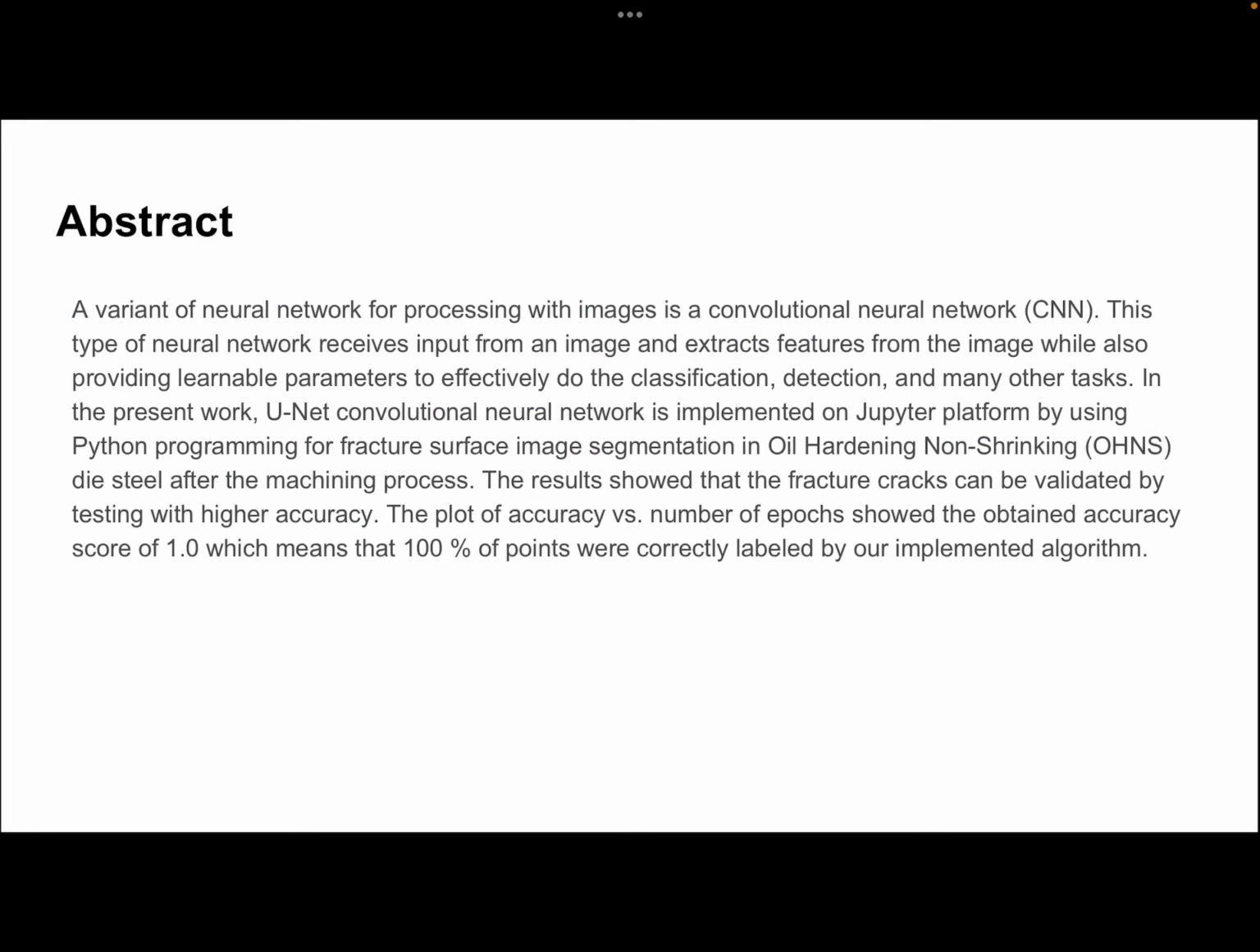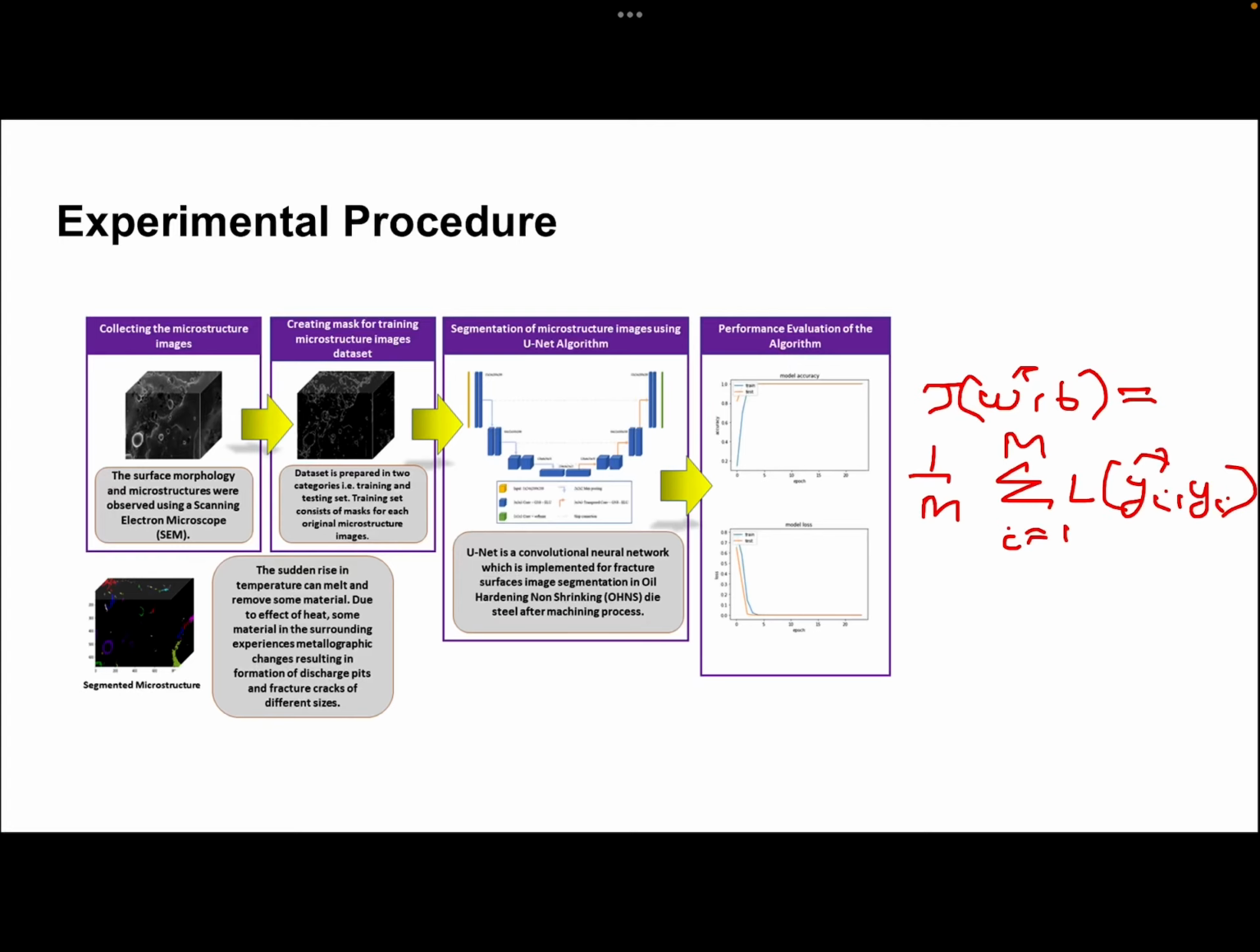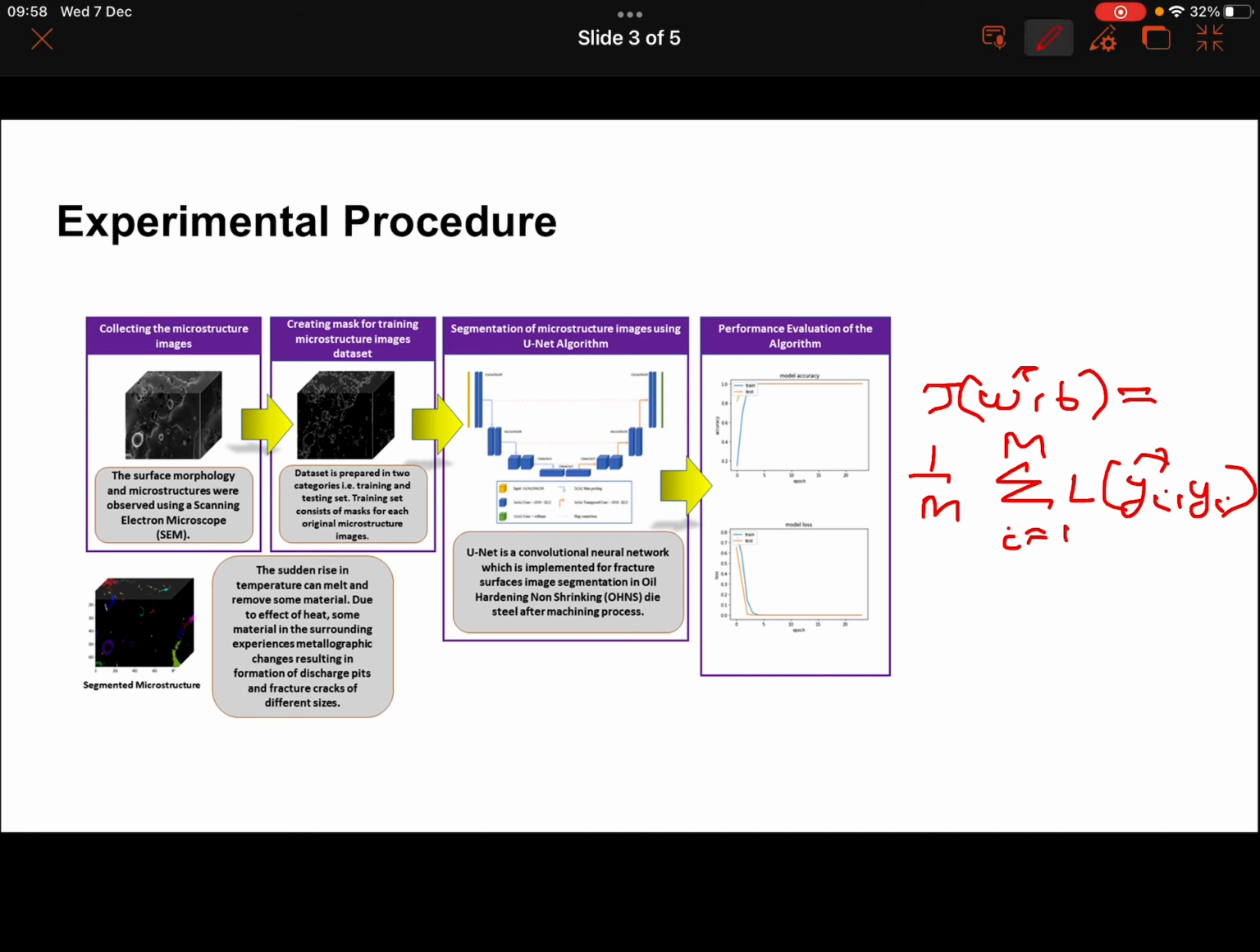Now moving to the experimental part. In the present work, the U-Net algorithm is used for the identification of fracture cracks present in the macrostructure images. So the first step is to collect the macrostructure images.